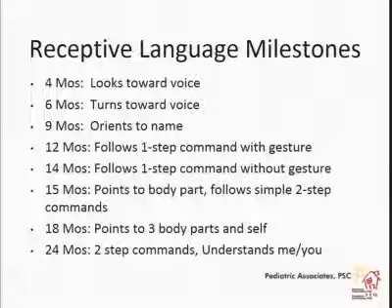15-month-olds can point to a body part and follow a simple 2-step command, go and get the ball and bring it to me, get your shoes and bring it to me. 18-monthers typically can point to 3 body parts, and if you ask them, where are you, and name them, they'll typically point to themselves. And then a 24-month-old can follow a 2-step command, and they understand simple prepositions like me and you.